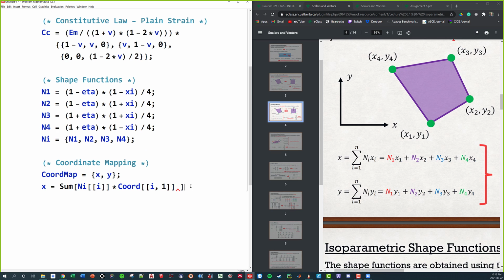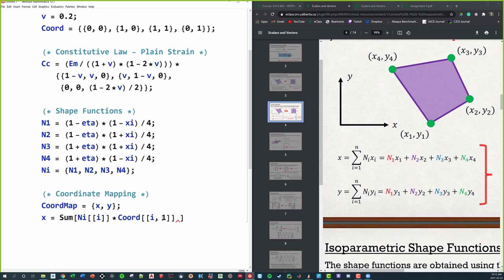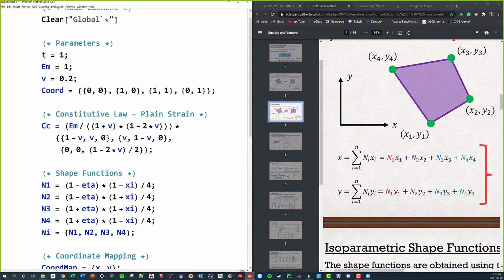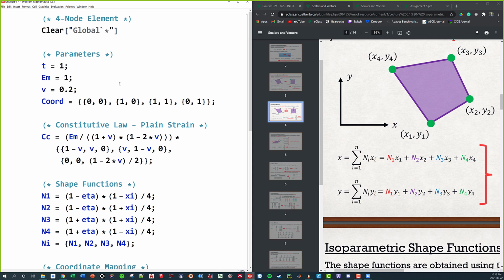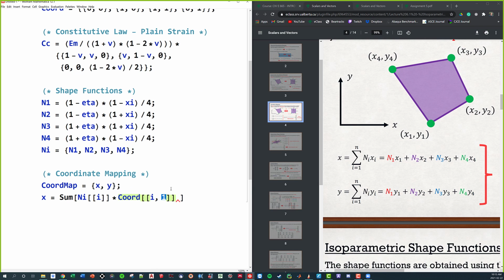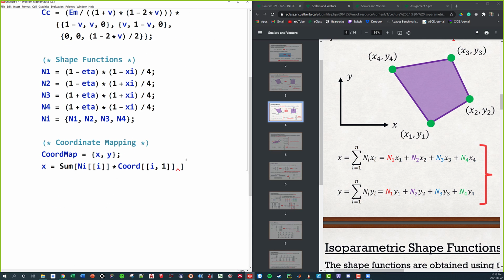And the reason we're doing that is because we're making sure that we're only getting this first component. If I were to go 2 right here instead of 1, that would actually take in our y components. So basically the I ensures that we go from this coordinate to this coordinate to this coordinate to this coordinate. And the 1 right here ensures that we are always picking the first entry, or in other words, we're picking that x coordinate.